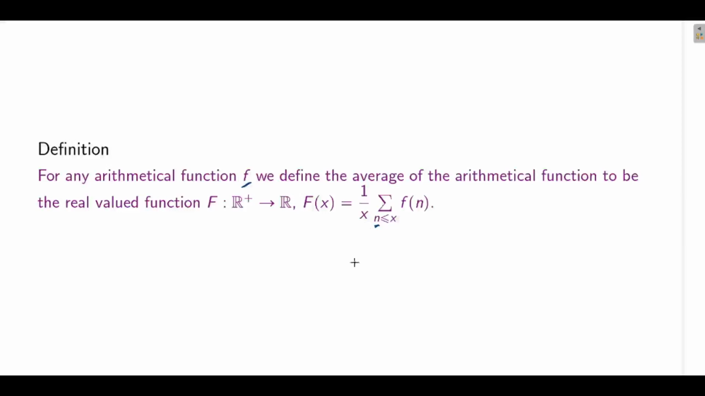You can notice here that when x is a natural number, say capital N, then what this gives you is 1 by capital N times summation small n going from 1 to capital N f of n, which is exactly the average of f from 1 to N.